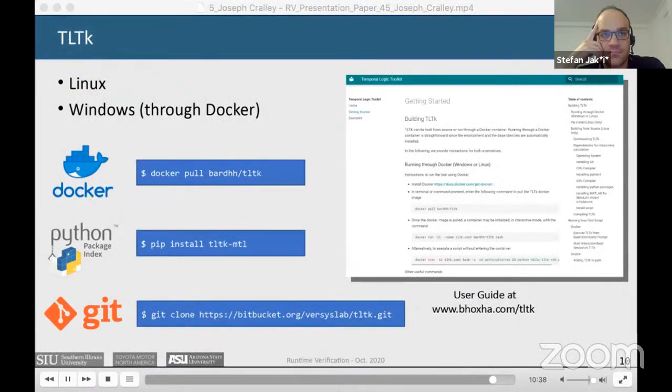TLTK is available for download right now. It is available in Linux or Windows through Docker. There are 3 ways to set up TLTK: through Docker, Python, and Git.